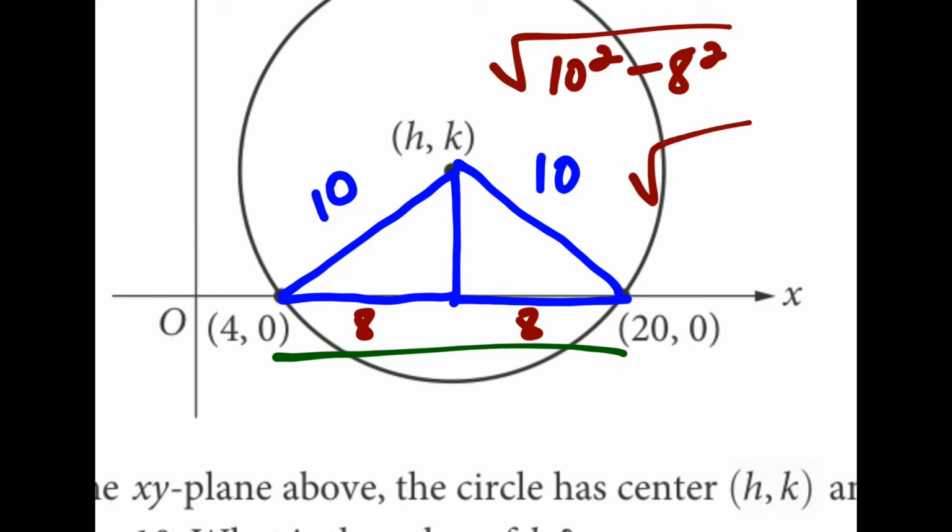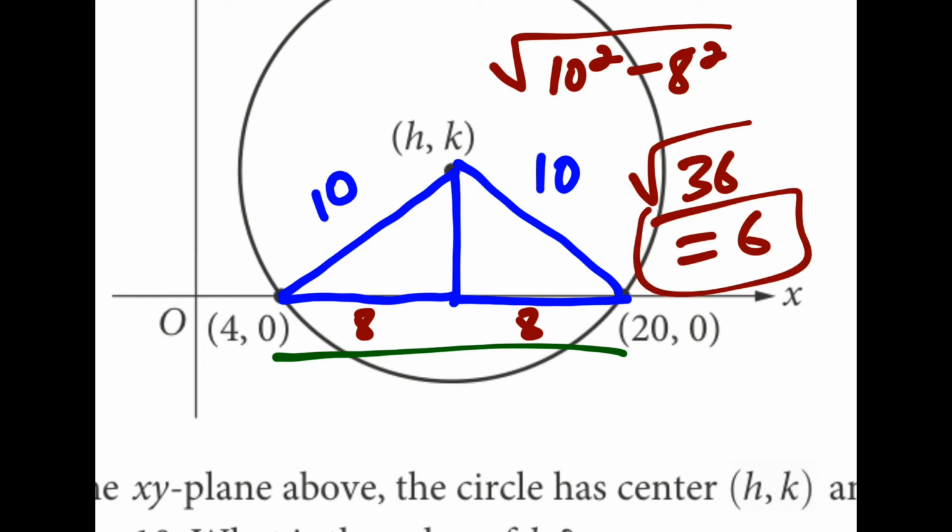That's going to give me the square root of 36, which is just going to be 6. So this one used the Pythagorean theorem from the formula page.